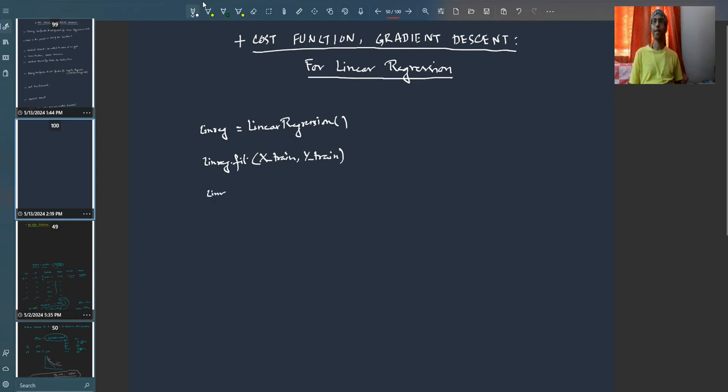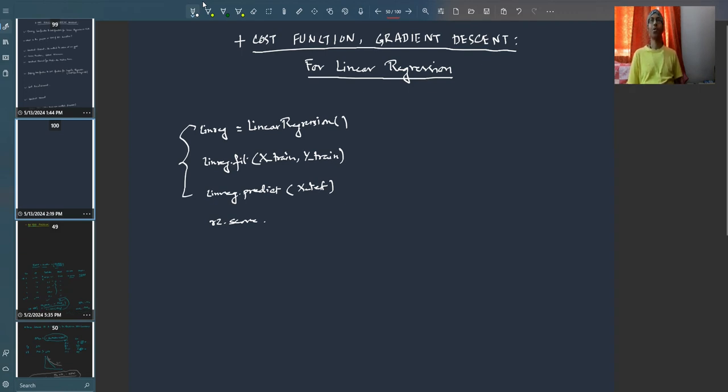Linreg dot predict, and we used the x test data for it. Then we measured our performance with R2 score and all that, right? We got numbers and we were happy about it, but we never asked the question here that how did the model get the best fit line, or how was the performance good?